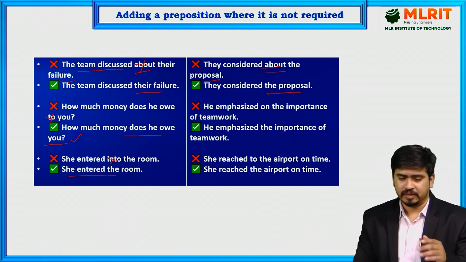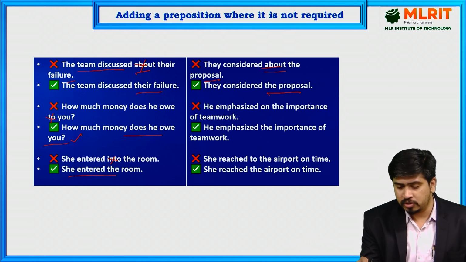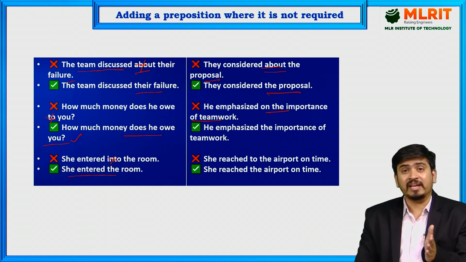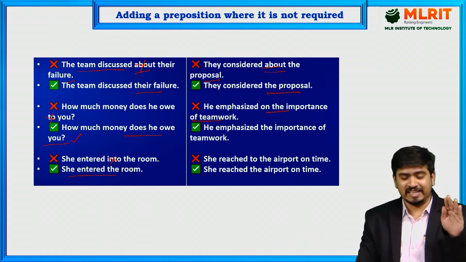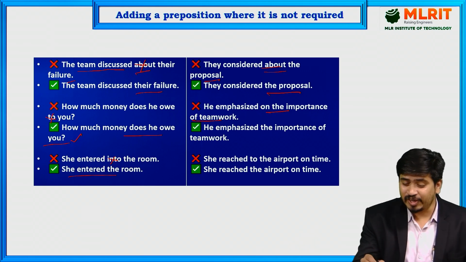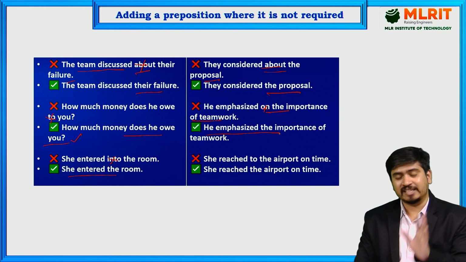Enough. The next one. He emphasized on the importance of teamwork. Here, when we read, our brain says, put on. It suits there. But actually, as per grammar rules, on is not required. He emphasized the importance. Just that is correct.